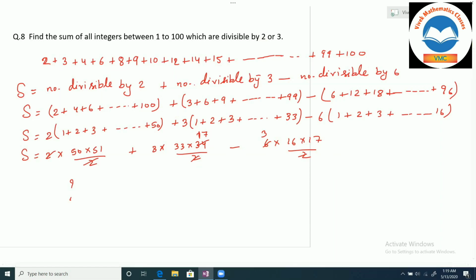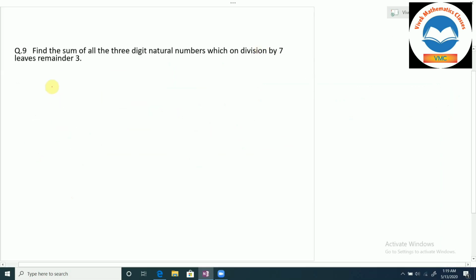Next question we have been given as: find the sum of all 3-digit natural numbers which, on division by 7, leave remainder 3. It means we need to find the sum of all the 3-digit numbers which, if we divide by 7, should give remainder 3.